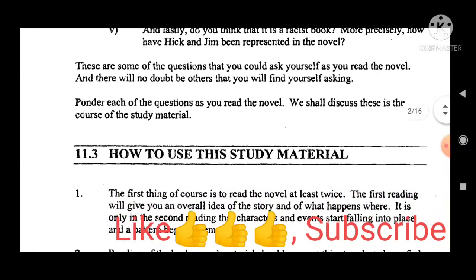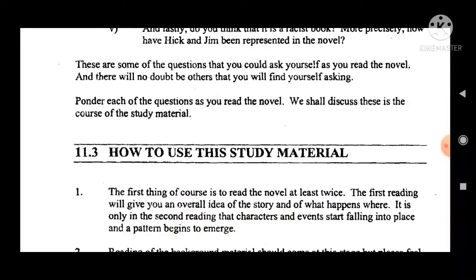These are some of the questions that you could ask yourself as you read the novel, and there will no doubt be others that you will find yourself asking.